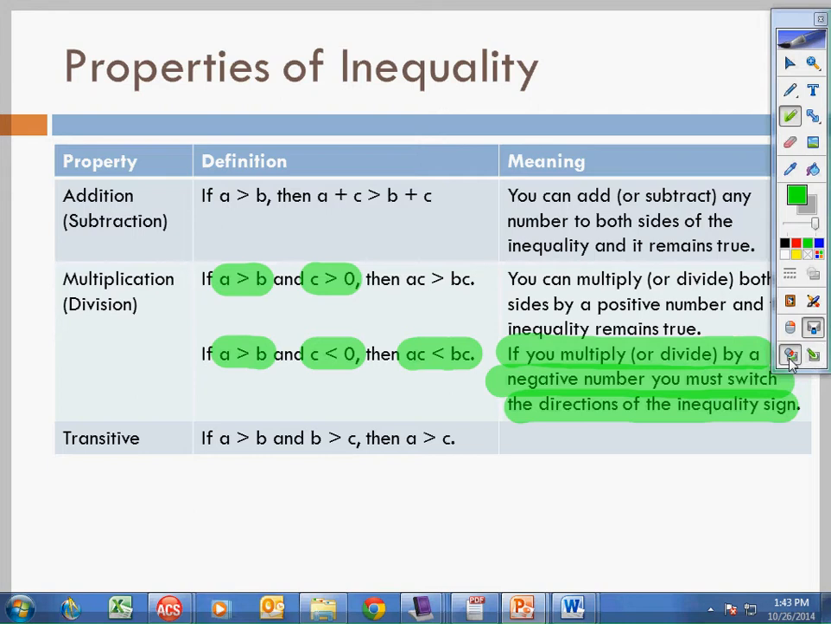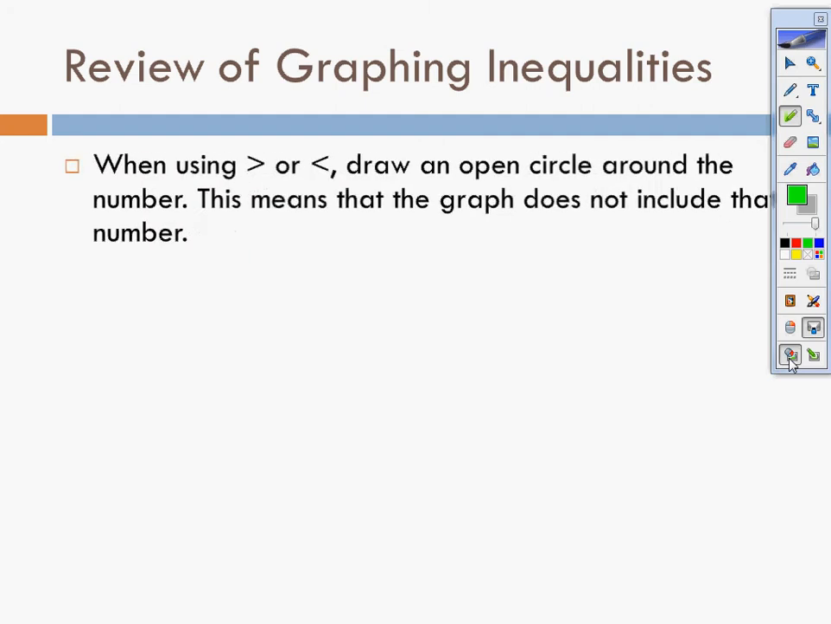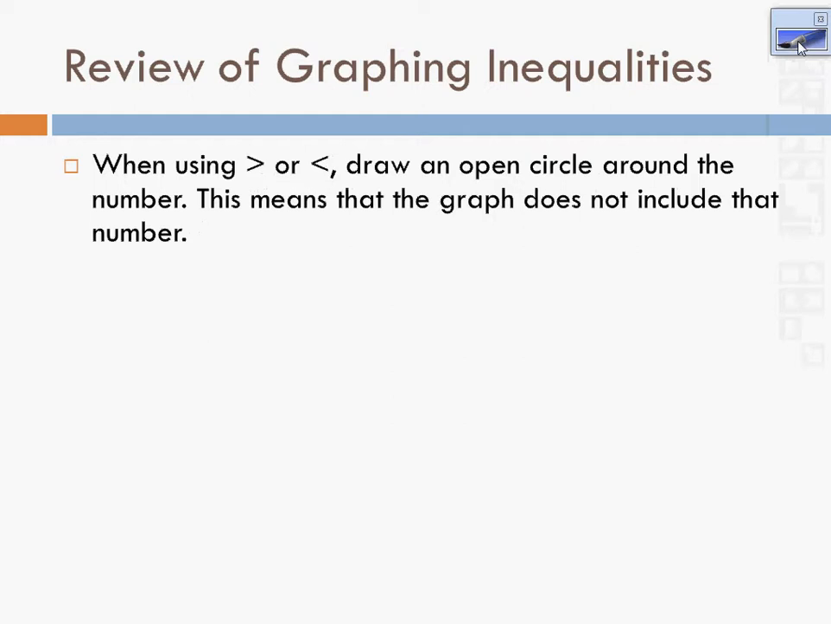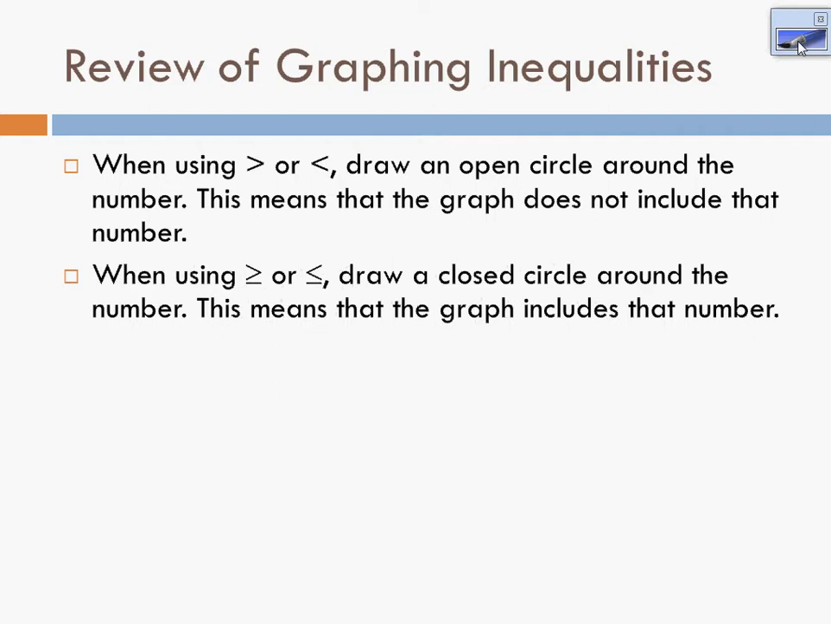We're also going to look at graphing different inequalities. So here are some rules that we learned. When using a greater than or a less than sign, so no "or equal to" parts, draw an open circle around the number. This means that the graph does not include that number. So you'll use an open circle if you have a greater than or a less than sign. You'll use a closed circle when you're using greater than or equal to and less than or equal to. You close the circle because that graph will include that specific point.